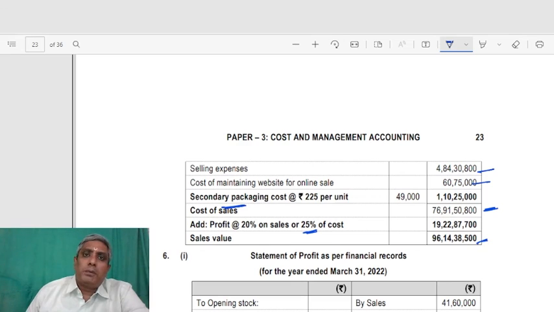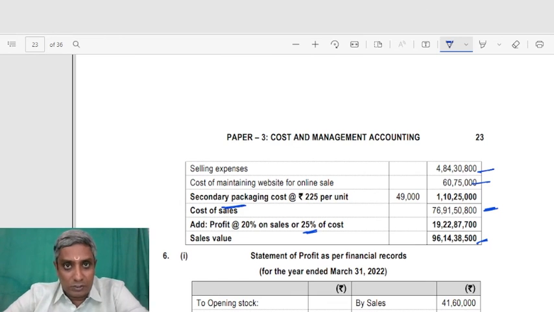So cost sheet preparation is very, very easy. Go through study material question number 3, which I have already told you. It will be so easy. We have done so many reverse workings also in cost sheets. So you have to remember those points clearly, students.